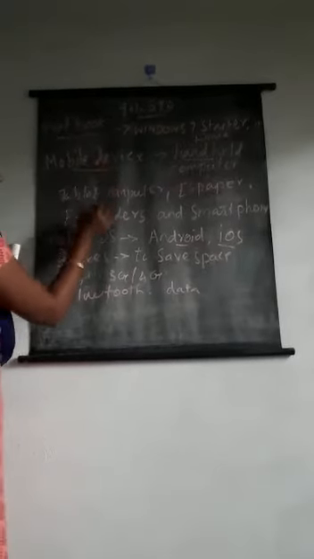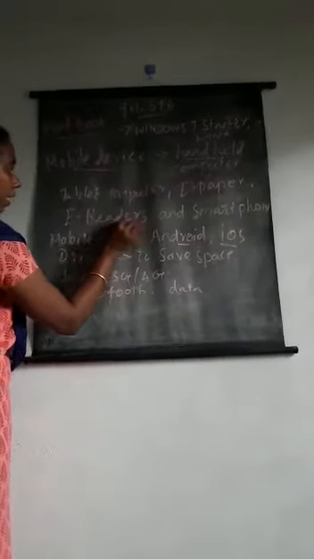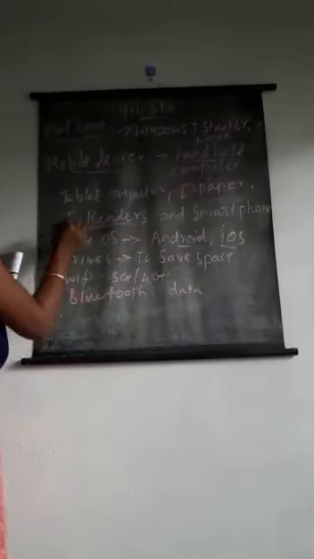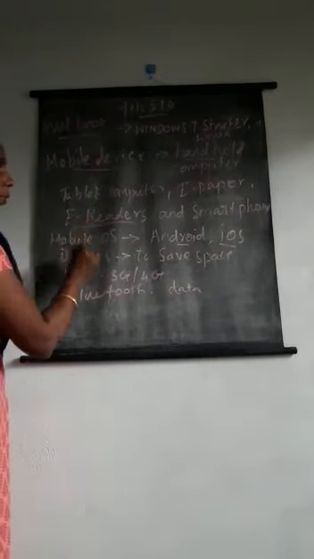So, next one, e-book reader. One example of a mobile device is the e-book reader. E-reader is the short form. The full form is e-book reader. E-book readers, also called e-readers, are similar to tablet computers, except they are mainly designed for reading e-books. What is the use of an e-reader? Reading books, e-books, internet books.